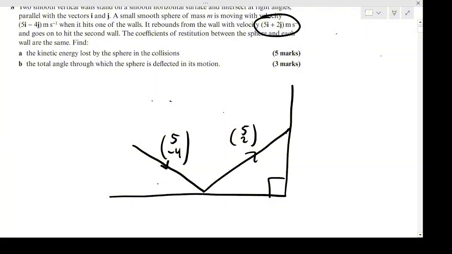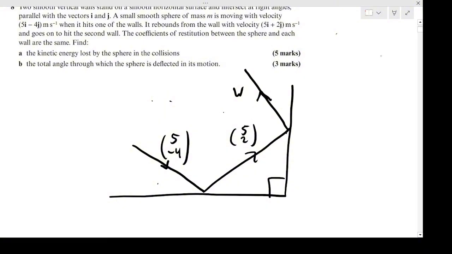And then it's going to rebound something like that, right? I'm going to call that w. There we are. So hopefully you're happy with the situation here, okay? Now, you might be thinking, well, I want to find w.